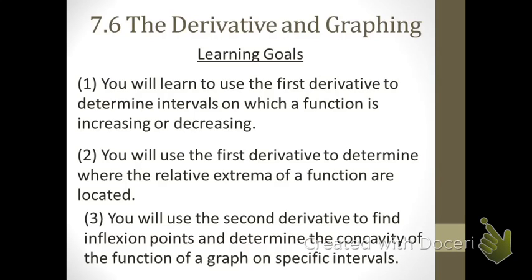But we've already looked at how you use the first derivative to determine when a function is increasing or decreasing, how you use the first derivative to determine where the relative extrema of a function are located, and now what we're going to do is use the second derivative. We're going to use the second derivative to do a couple things, to find what are called inflection points and to determine the concavity of the graph on specific intervals of the graph. Alright, let's get into that.